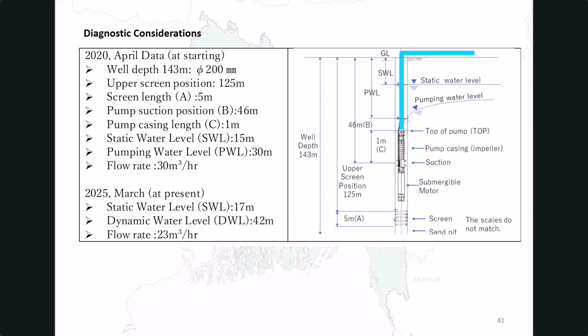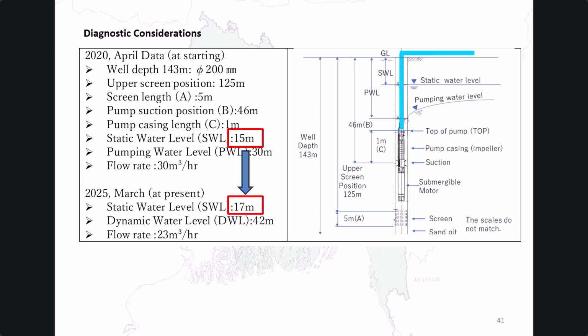From 2020 to 2025, the static water level has dropped by 2 meters, from 15 meters to 17 meters. It is not possible to determine whether this is due to seasonal fluctuations or excessive pumping in the surrounding area. The pumping water level has decreased by 12 meters. Since the static water level has decreased by 2 meters, it can be said the actual decrease is 10 meters.